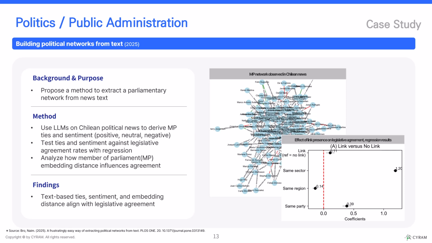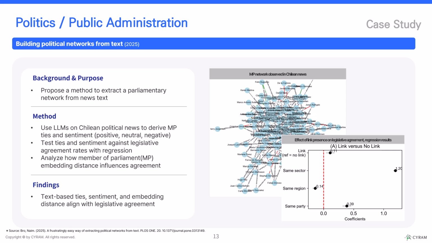Next, they brought in data on MPs' legislative activity, such as whether they belong to the same party, share the same district, or appear together in news with certain sentiments. They also measured network distance, how structurally close two MPs are in the graph. Then they ran regression analysis to test how each of these factors influenced legislative agreement, meaning whether MPs voted the same way on bills. The results showed that relationships and sentiment captured from text do correlate with legislative agreement.